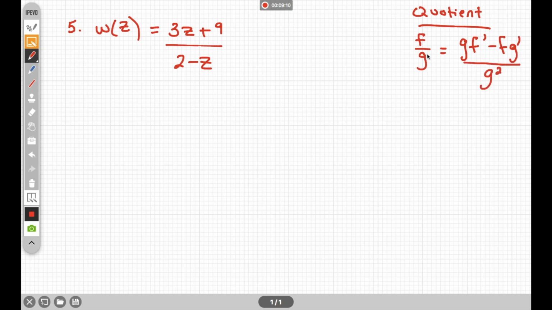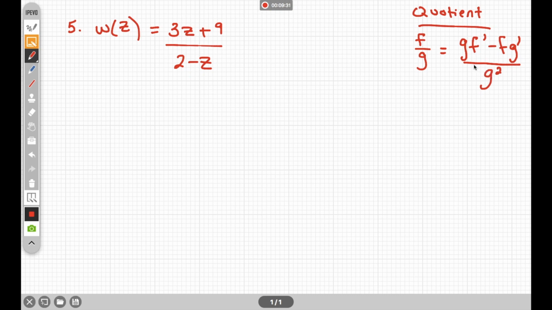You can also say it high d low, low d high. There are different rules to say it. I say down d up minus up d down. Down is g, up is f. So down d up means the derivative of the top function minus up d down is the derivative of the bottom function, all over bottom squared, which is the bottom function squared.